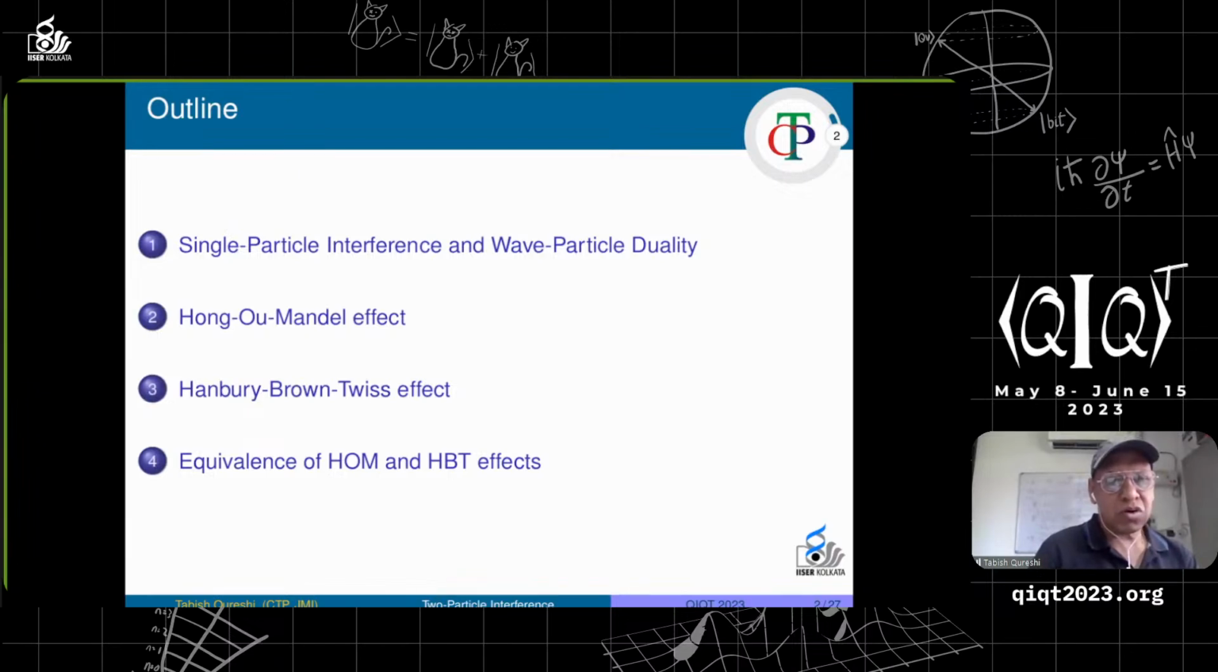topic. So the outline of the talk is the following. First, I'll give a brief overview of single particle interference and wave particle duality, and then I'll come to two particle interference, which has basically two experiments, two effects: the Hong-Ou-Mandel effect and the Hanbury-Brown-Twiss effect, and then I will show the equivalence of these two effects.